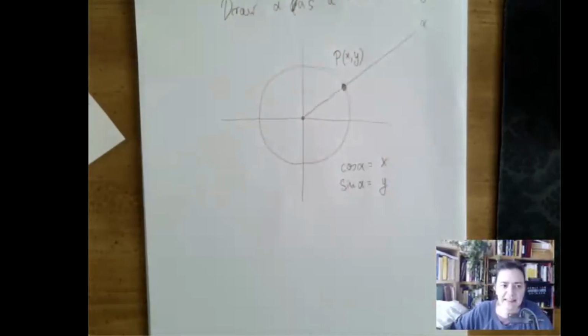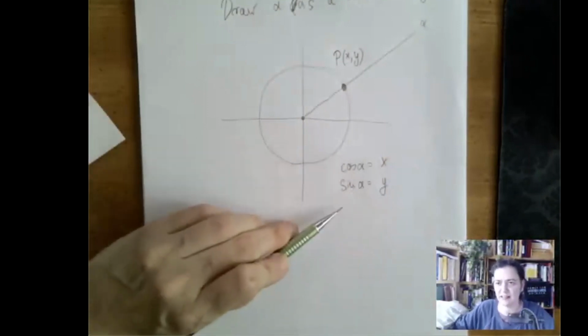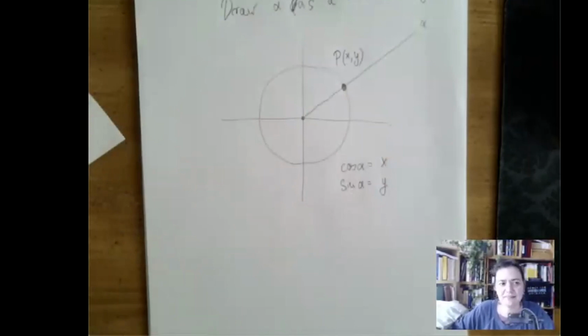You know, I alphabetized it. So first X, then Y in the alphabet, first cosine, then sine in the alphabet. Oh, that's such a nice way to remember. Yeah, I guess, yeah.